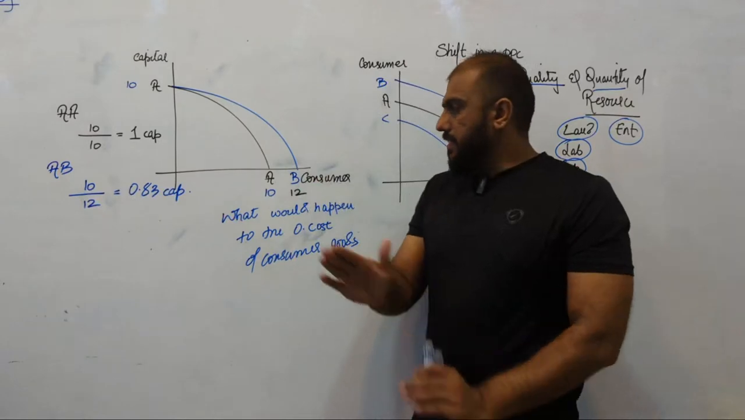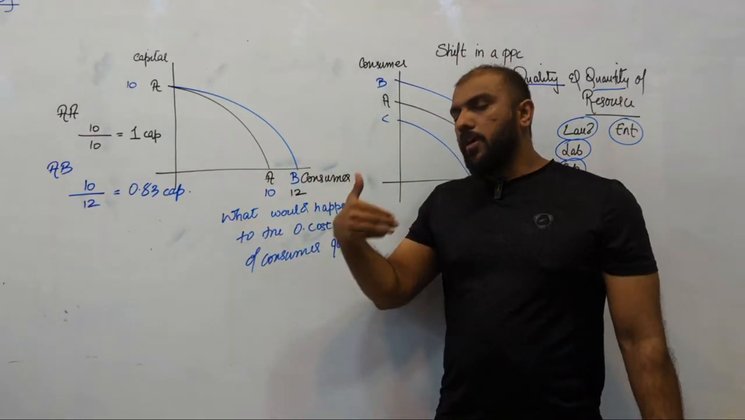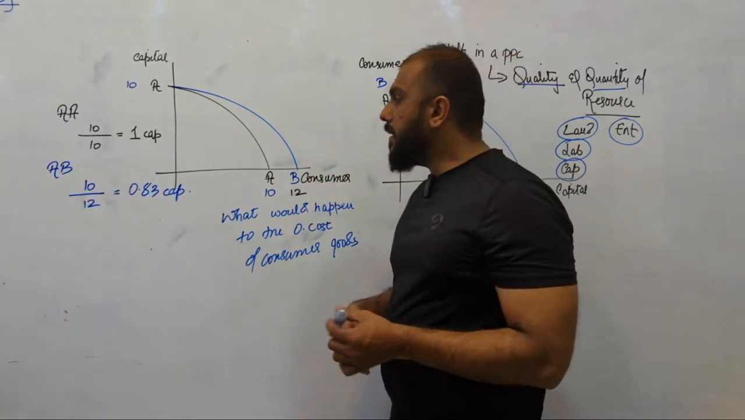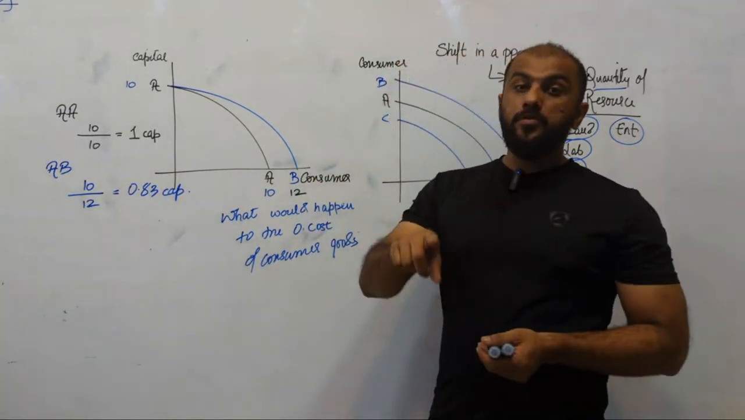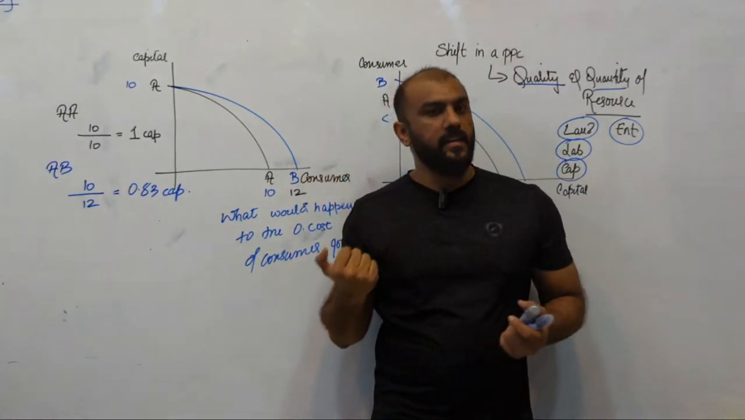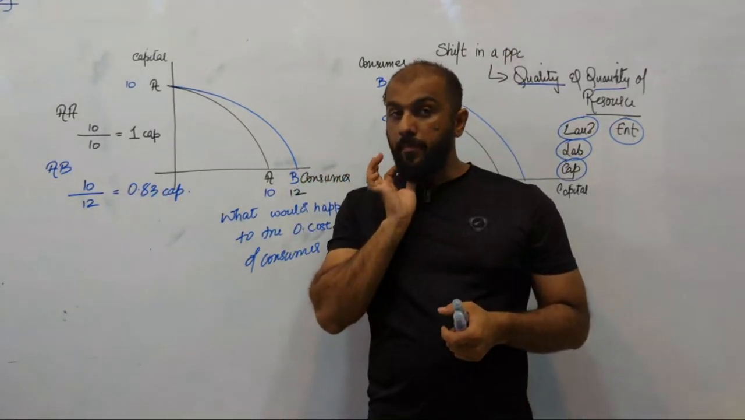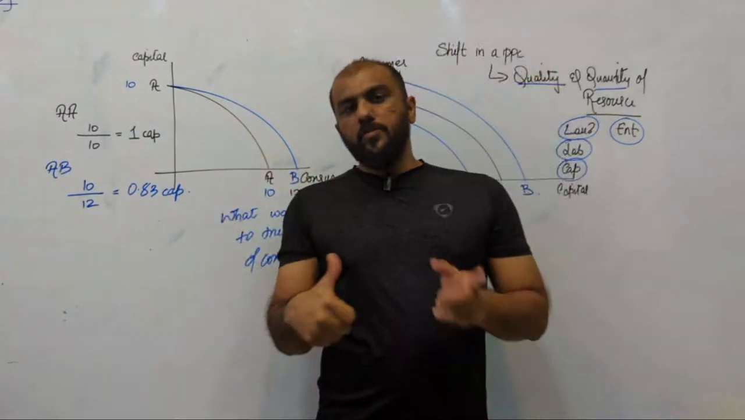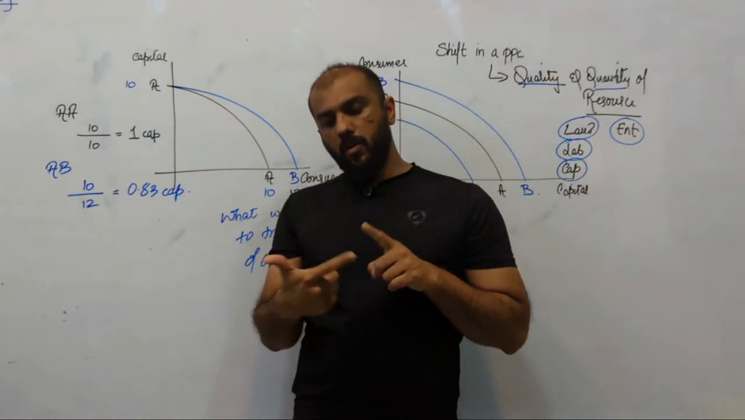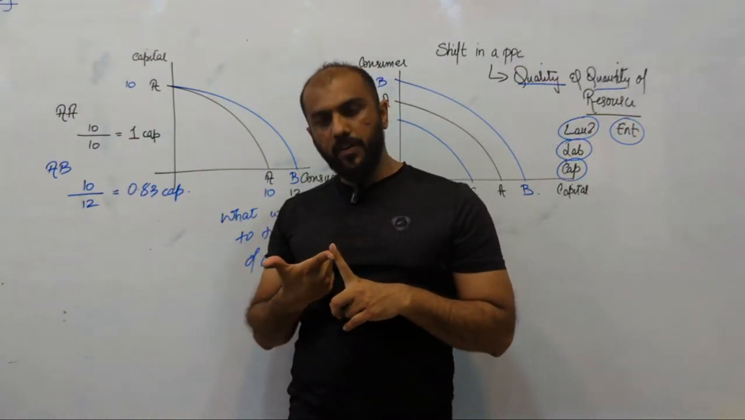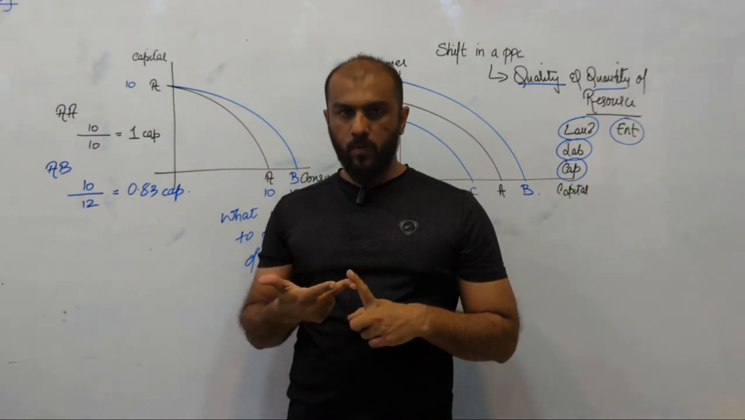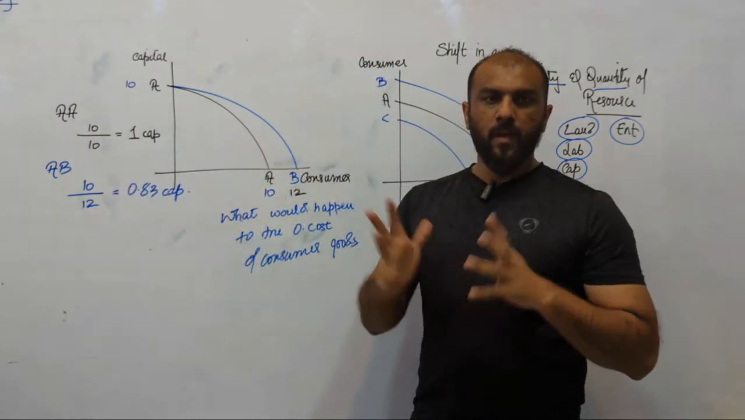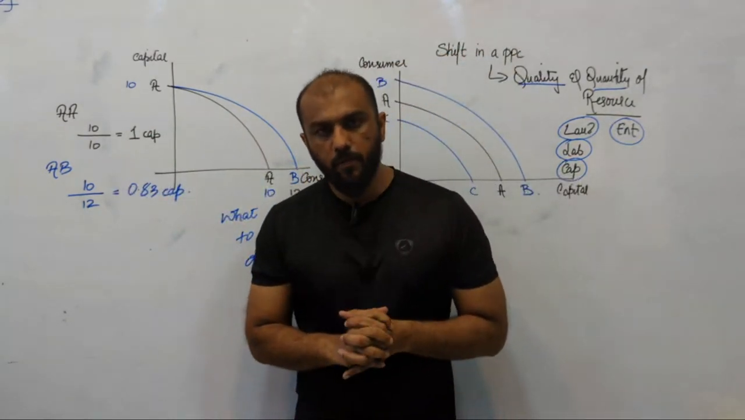So whenever there's a pivotal shift outwards, for whatever good it is, its opportunity cost would decrease. Had it been a pivotal shift inwards, the opportunity cost of consumer goods would have increased, right? So these are the four main concepts that you need to know in a PPC: allocation of resources along with opportunity cost, unemployment and scarcity, shift inwards and outwards, and a pivotal shift along with the concept of opportunity cost. I hope this video was helpful. Thank you.